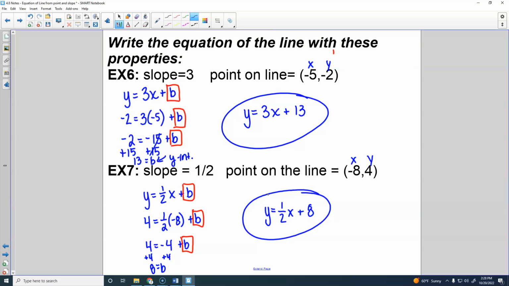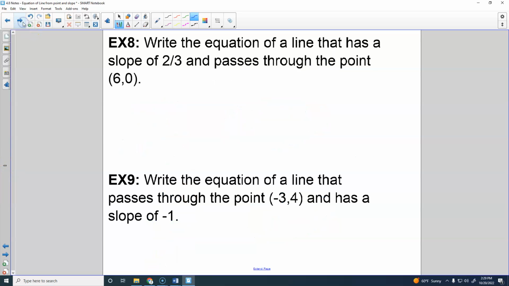Okay. Questions? All right, let's look at a couple other problems here. Number 8, write the equation of a line that has a slope of 2/3 and passes through the point 6, 0. Is that a y-intercept? No, it almost looks like 1, but the x has to equal 0. So this is the x-intercept right here. It doesn't help us.